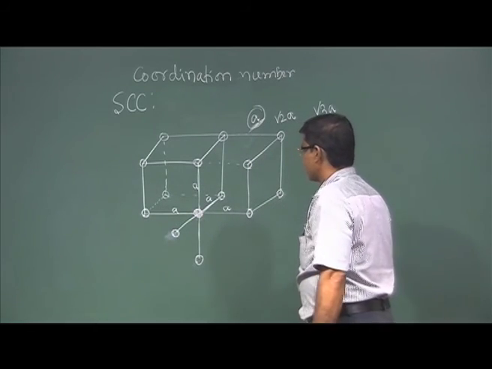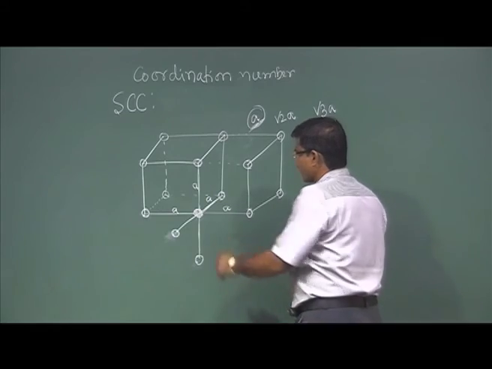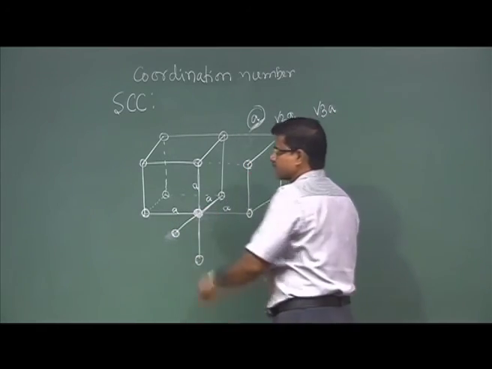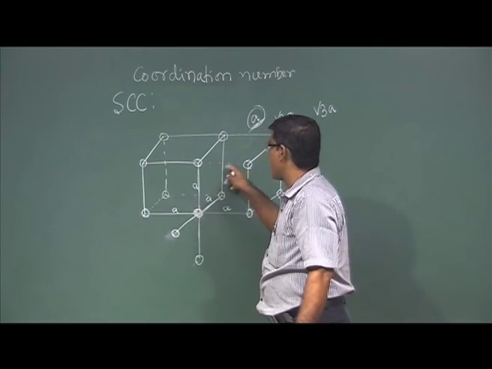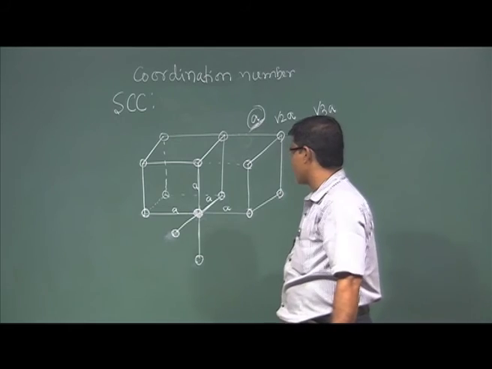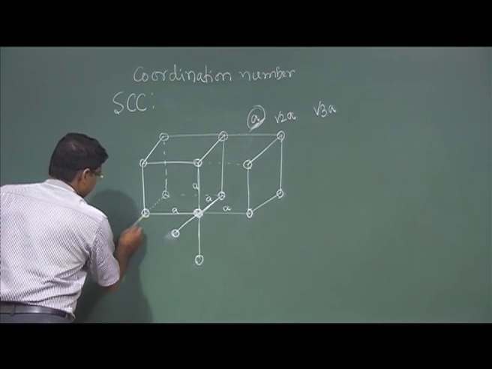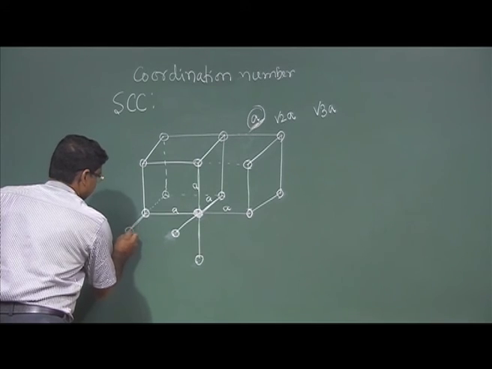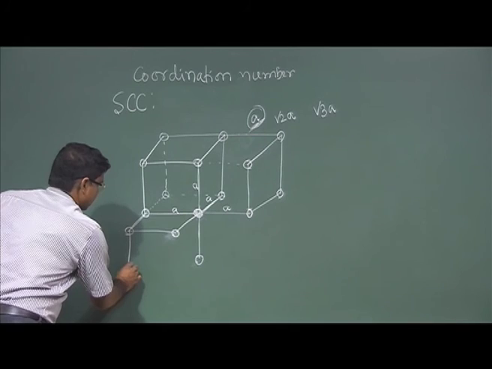another nearest neighbor. So basically if you draw, this corner point is attached with 8 unit cells, you know, it is attached with 8 unit cells, right. If I complete this one, it is like this.